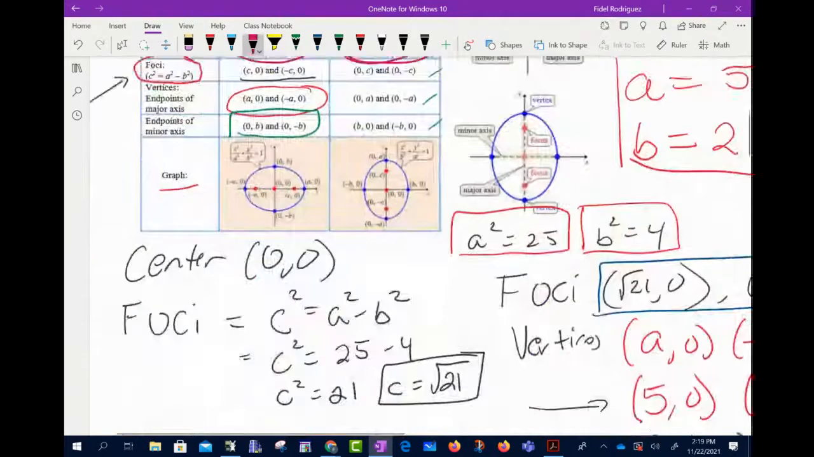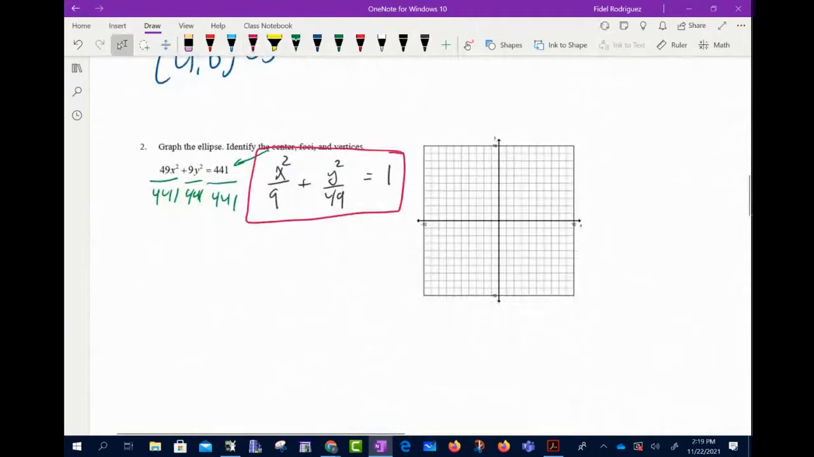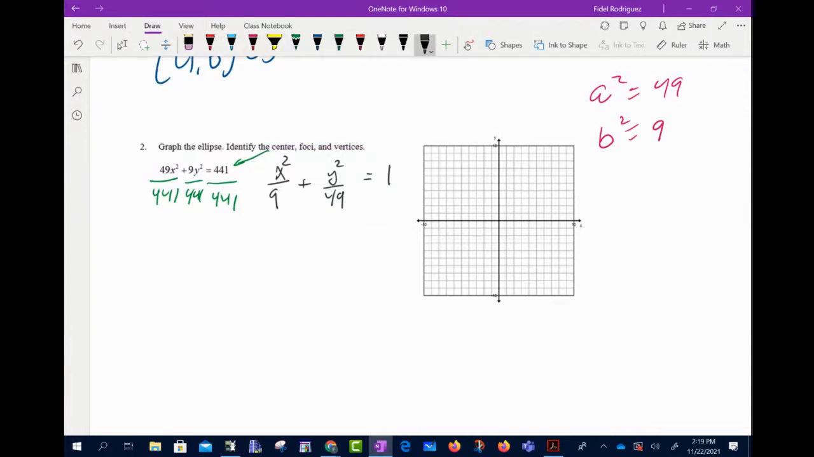All right, so let's come back over here. We said our a squared was 49 and our b squared is equal to 9. First thing we want to do is find the center of our ellipse. The nice thing about these, y'all, is the center is going to be 0, 0. I'm going to show you when the center isn't 0, 0, okay?